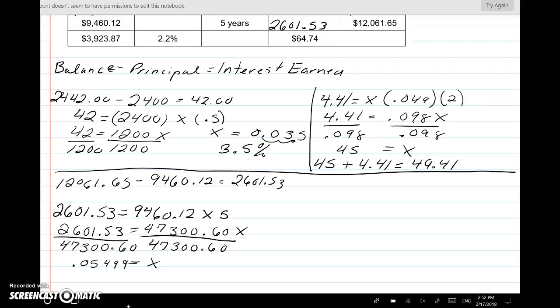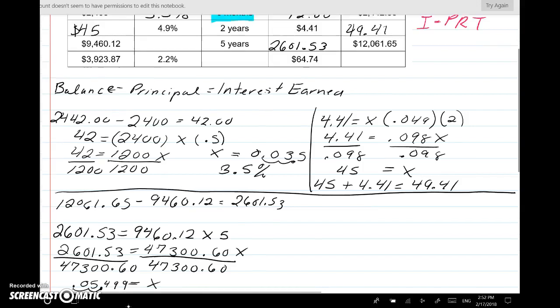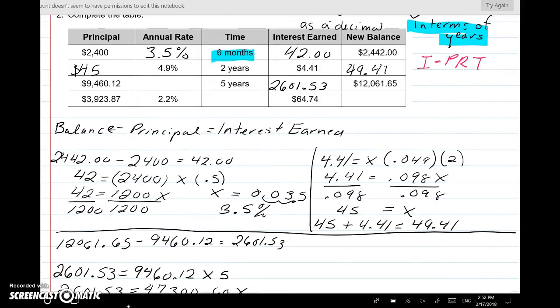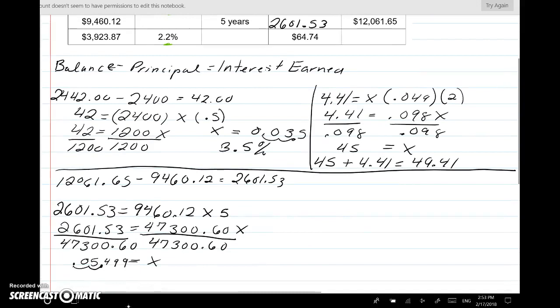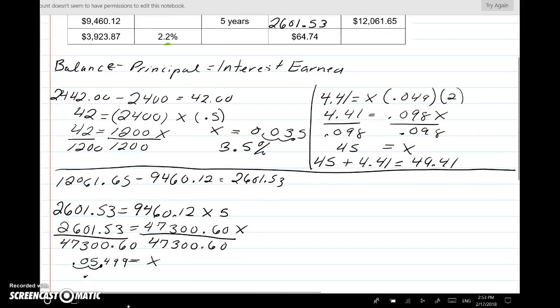0.05499. Now, I'm going to move my decimal over 2 places to make it a percent. I get 5.499. I want to round to the nearest tenth, because as you can see, all of these percents go to the 10th place. So rounded to the nearest tenth is 5.5%.